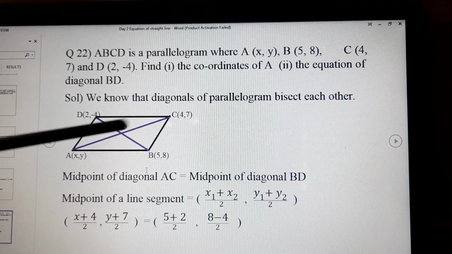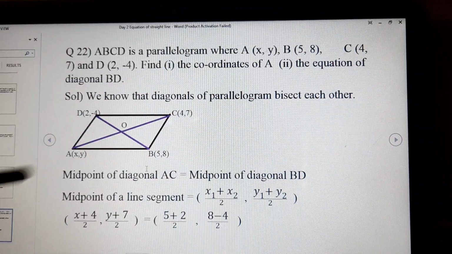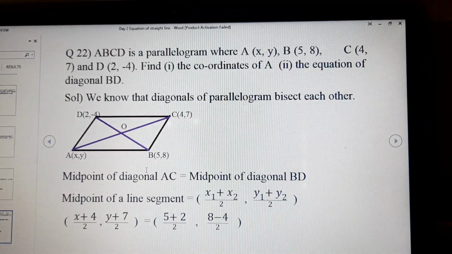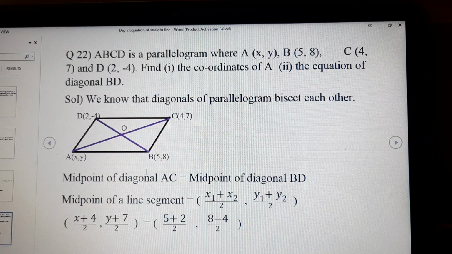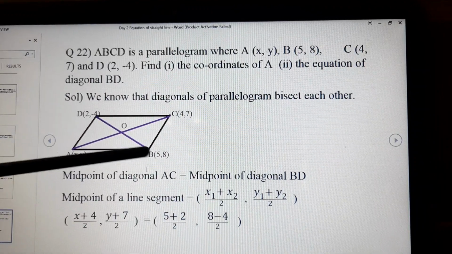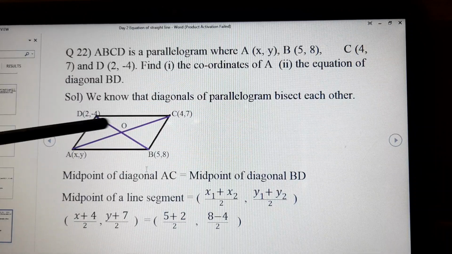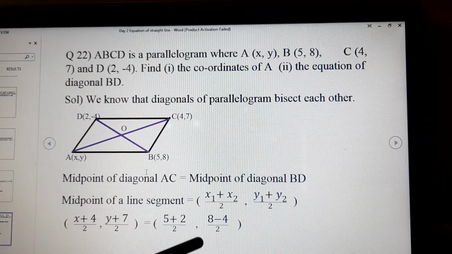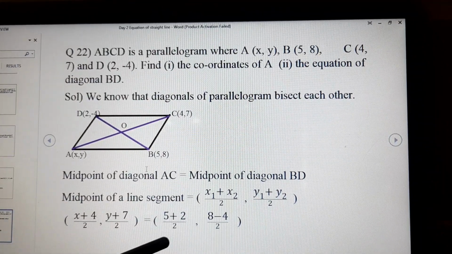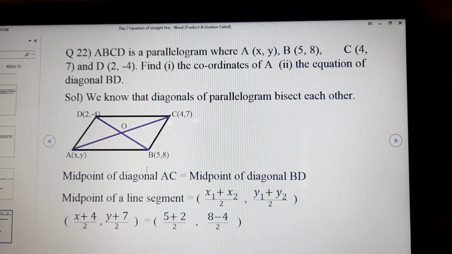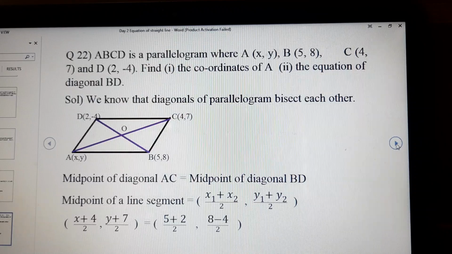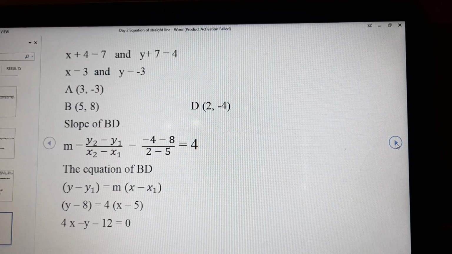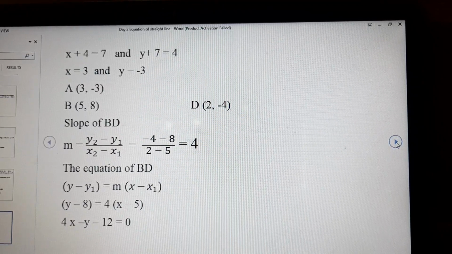So if we calculate the midpoint of AC, then (x1 plus x2) divided by 2, (x plus 4) divided by 2, comma, (y1 plus y2), (y plus 7) divided by 2, will be equal to the midpoint of BD. That means (5 plus 2) divided by 2, (8 plus minus 4), that means (8 minus 4) divided by 2. As they are equal, abscissa will be equal to abscissa, ordinate will be equal to ordinate. So if we calculate, then the value of x becomes 3 and y becomes minus 3. So the coordinates of point A become (3, minus 3).